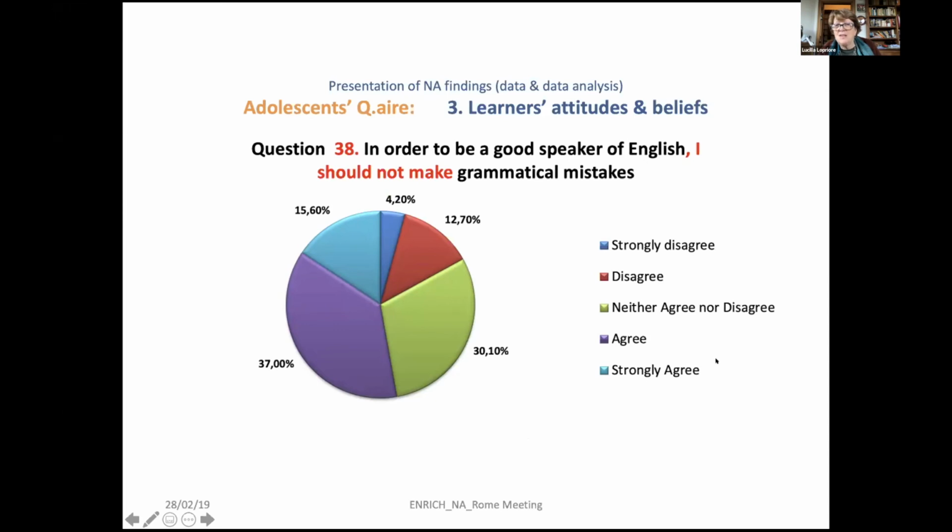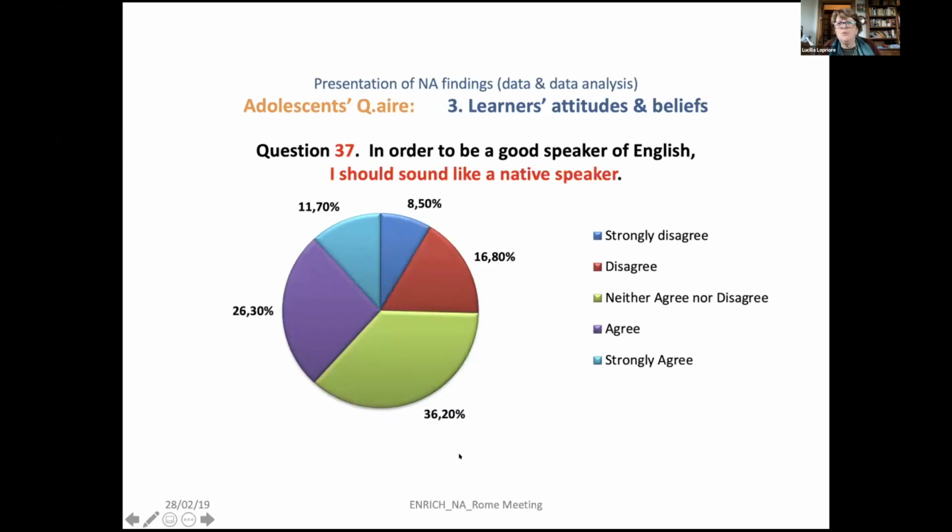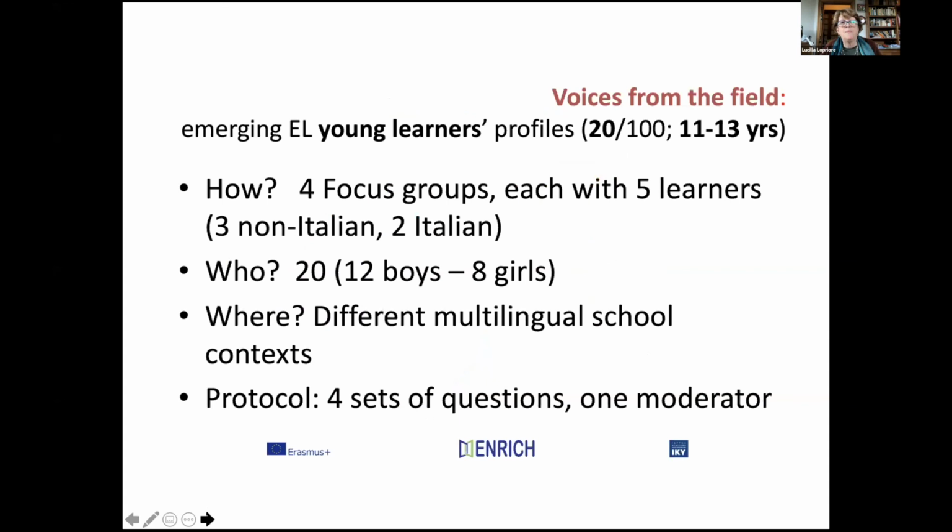37% agree, but 30% neither agree nor disagree. So they need to think about it. And in terms of "in order to be a good speaker of English, I should sound like a native speaker," you see that there is a higher percentage of neither agree nor disagree. Again, they are thinking about that, because this is something maybe they're reflecting upon.